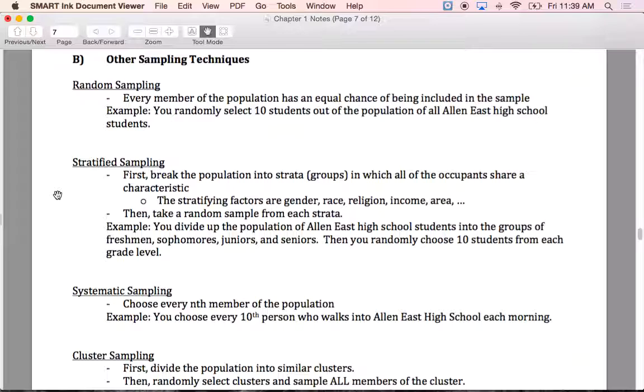Systematic sampling is choosing every nth member of the population. So you choose every 10th person who walks into Allen East High School each morning.